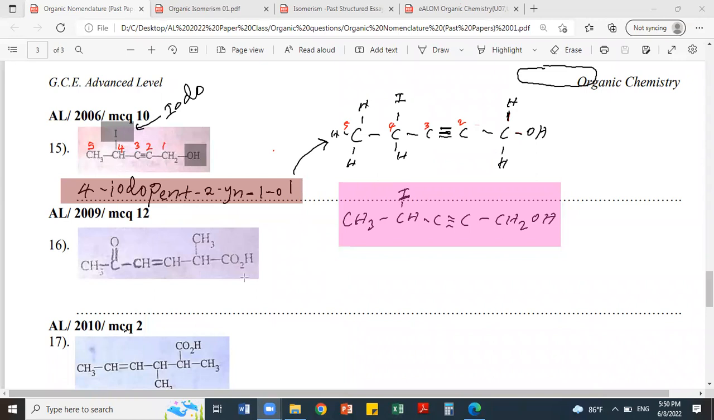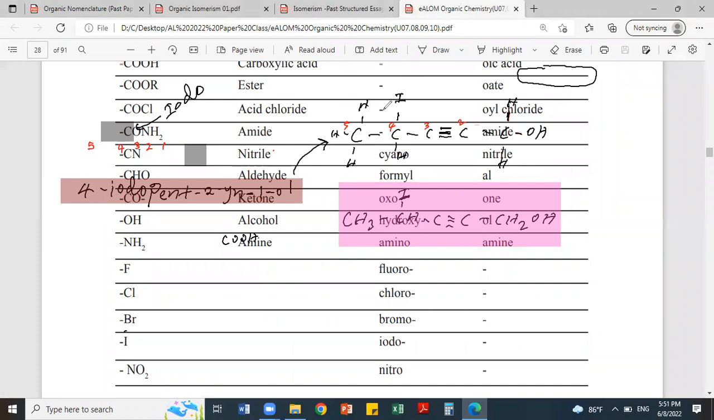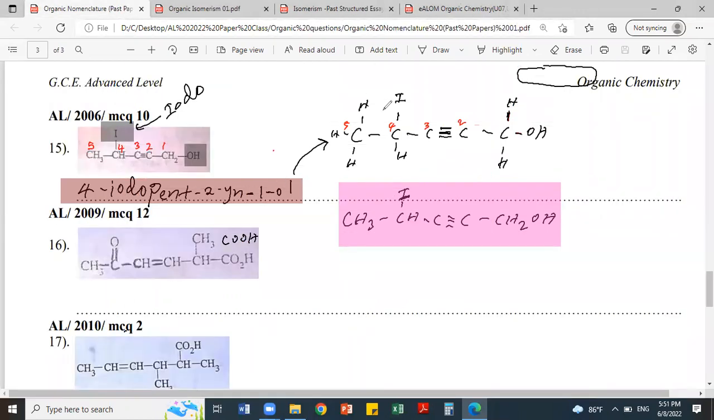This CO2H actually means COOH. You can write here CO2H. That means there are 2 oxygen. That is COOH. So you can see the priority list in the resource book. The highest priority is carboxylic acid. That means you have to name this as a carboxylic acid. Then all the other groups become what group? Substituent groups, the side groups attached.